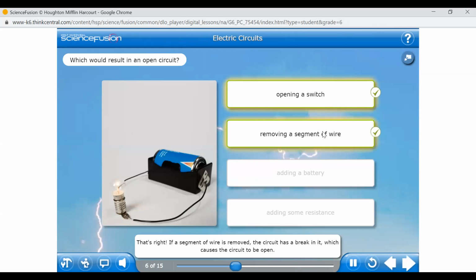That's right. If a segment of wire is removed, the circuit has a break in it, which causes the circuit to be open. When a circuit is open, there's no current in the circuit, so an open circuit is off. Opening a switch and removing a segment of wire both result in open circuits.